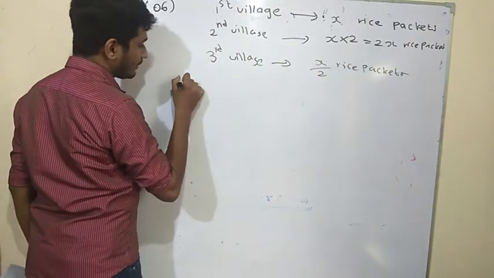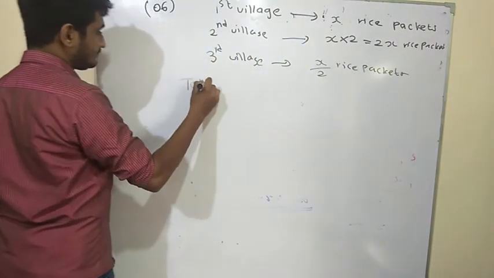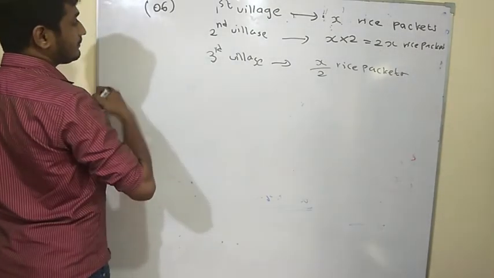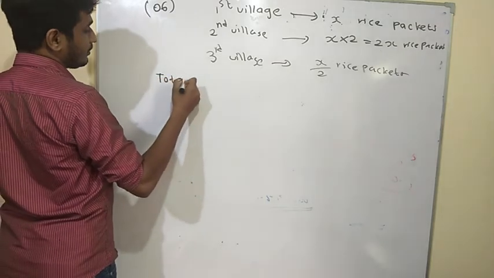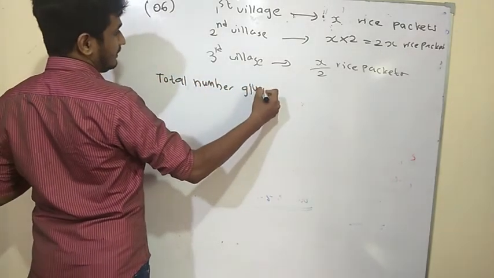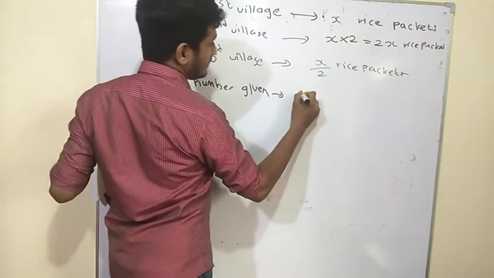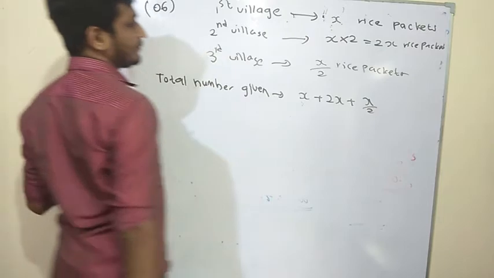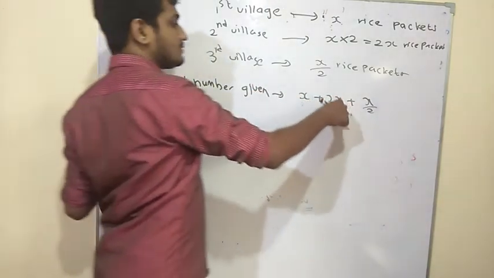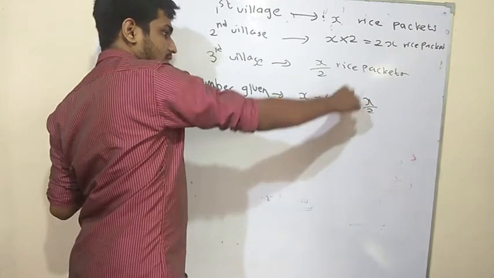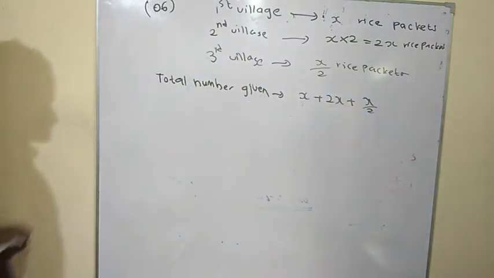How to find the total number given? The total number given is X plus 2X plus X over 2. First village X amount, second village 2X amount, third village X over 2 rice packets were given.